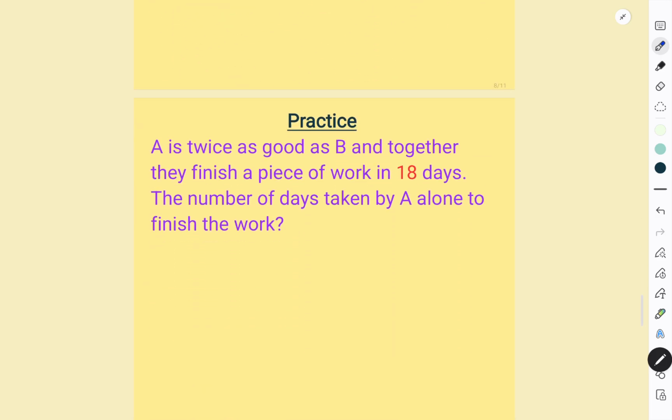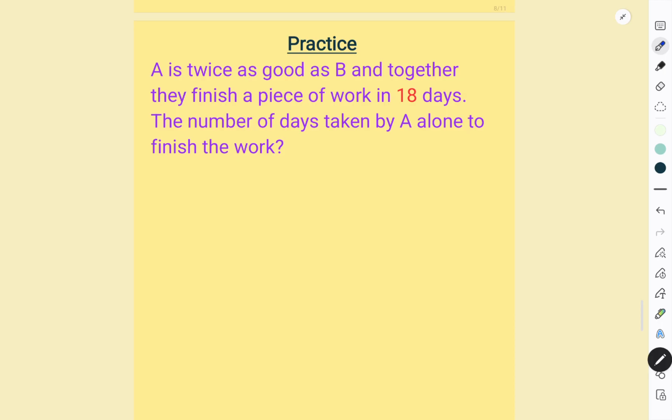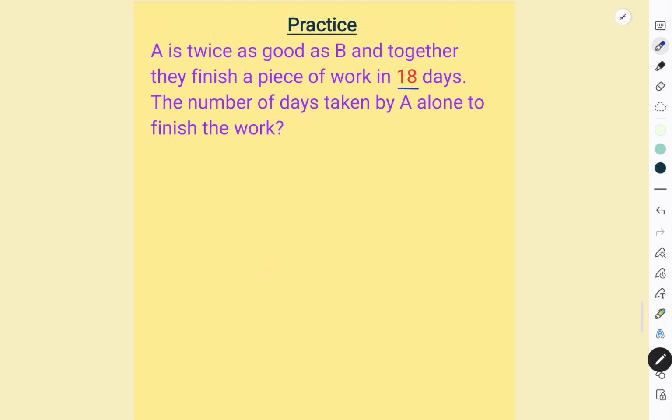Okay, so this is the practice set. A is twice as good as b. Together they finish the piece of work in 18 days. The number of days taken by A alone to finish the work. Okay, do the problem as like above and find the answer and then comment the answer.